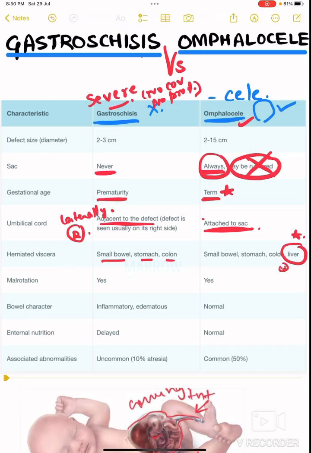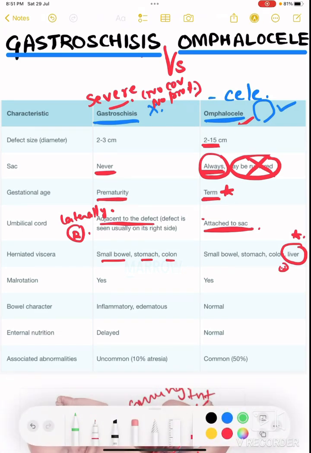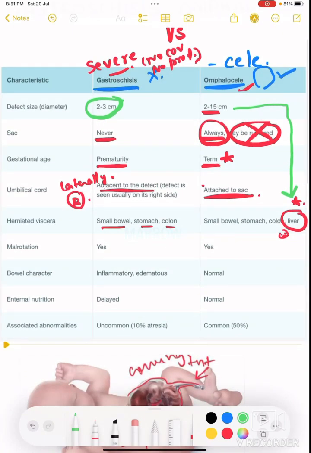Which one of the following is a bigger defect? Of course, omphalocele is a bigger defect. Because omphalocele is a bigger defect, liver actually herniates from it, right? And gastroschisis is a smaller defect, that's why liver and such things never come out of it. Then malrotation is present in both of them, not important.